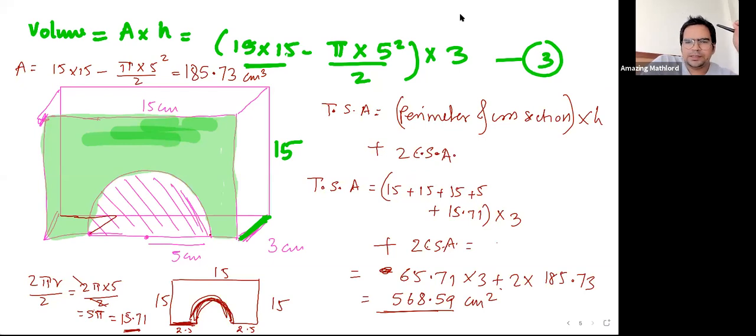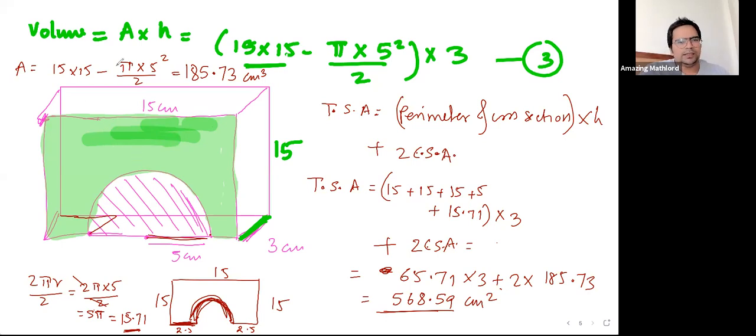So just reiterating this particular question, we have a brick, and from this brick a semicircular cross section, or you can say a half cylinder, has been removed with a radius of 5, and we have to calculate the volume and total surface area of the left out part.